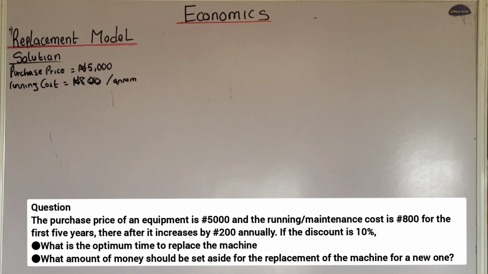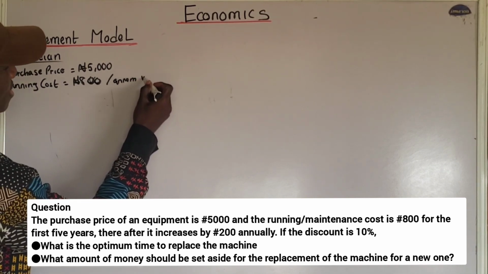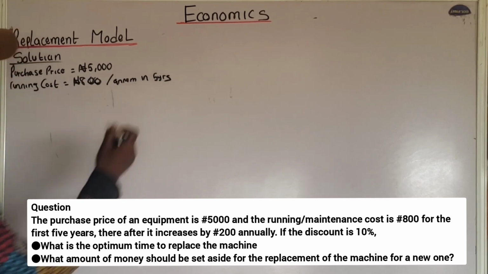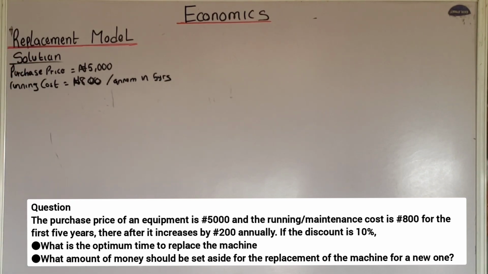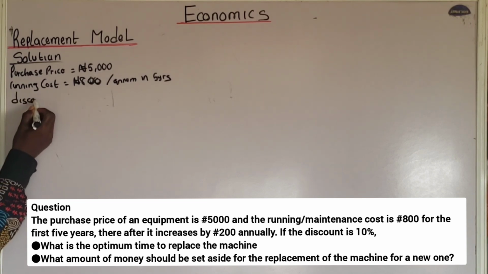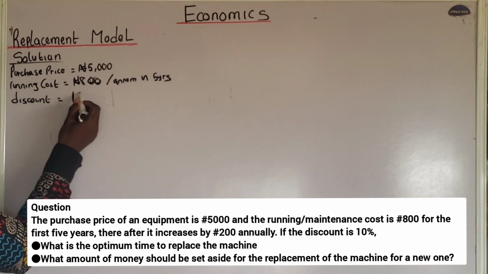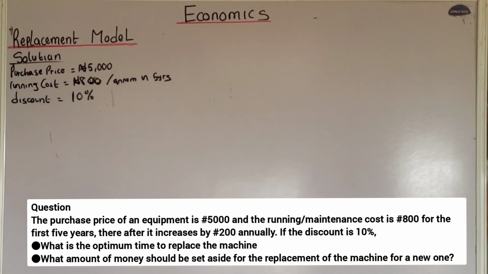Now let's proceed. For the first 5 years, thereafter the running cost increases by 200 naira annually. If the discount is 10%, so we have the discount equals 10%. We are asked to determine the optimum time to replace the machine, the time the machine should be replaced. That's the first question.